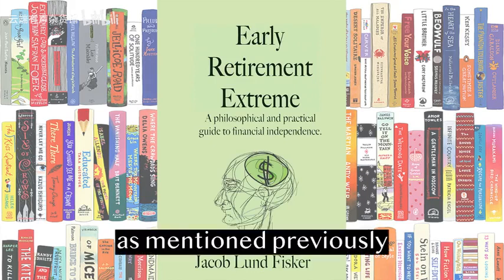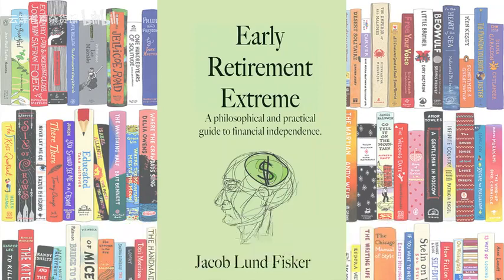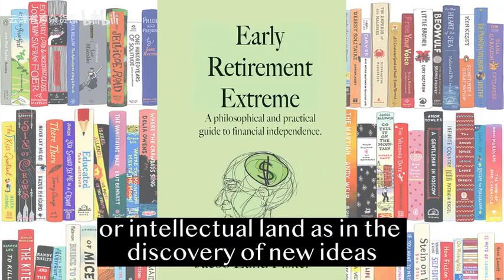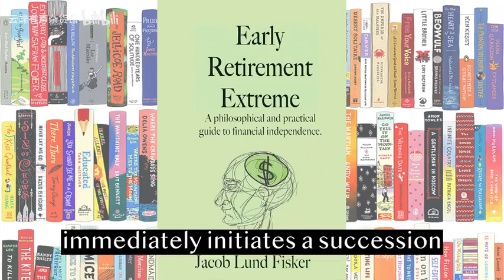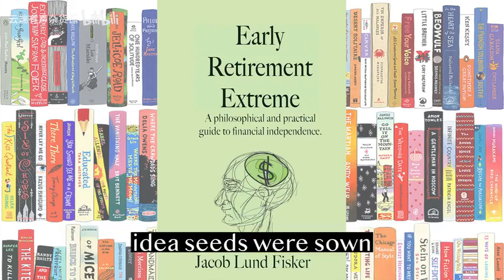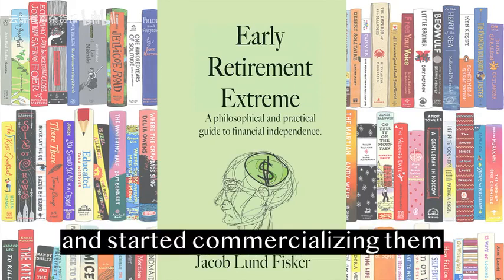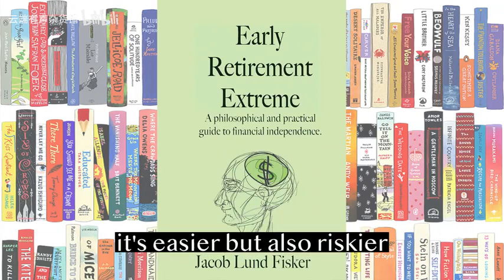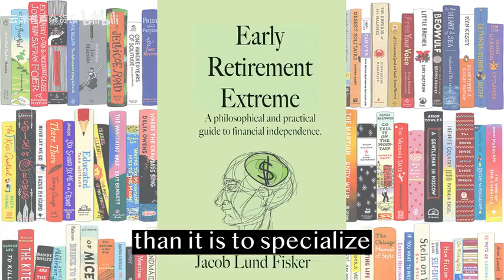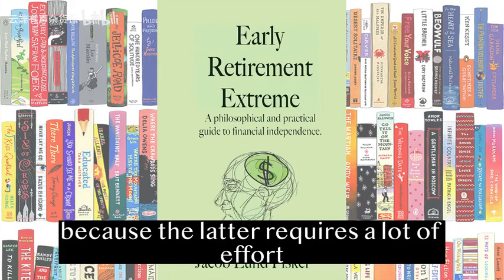As mentioned previously, the colonization of new habitats, whether physical land, as in the discovery of a new continent, physiological land, as in breaking the 4-minute mile barrier, or intellectual land, as in the discovery of new ideas, immediately initiates a succession. As soon as those idea seeds were sown, businessmen took unstructured but complex ideas and started commercializing them. Competitively, it's easier, but also riskier, to gain an advantage by leveraging complexity than it is to specialize while keeping the slack of the loose coupling, because the latter requires a lot of effort.